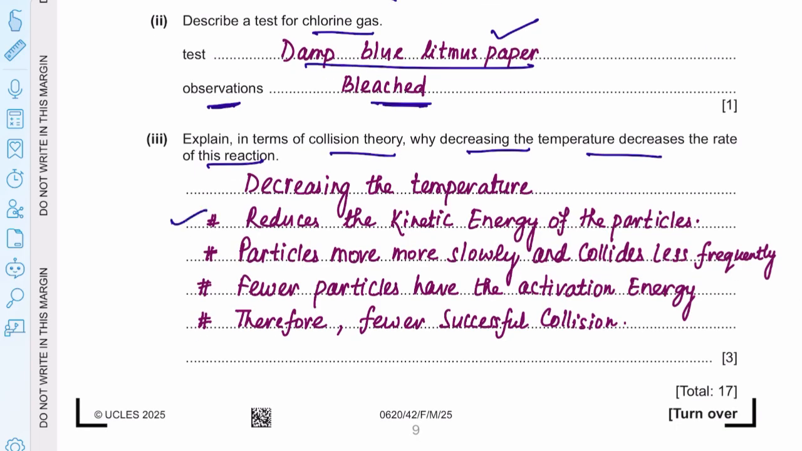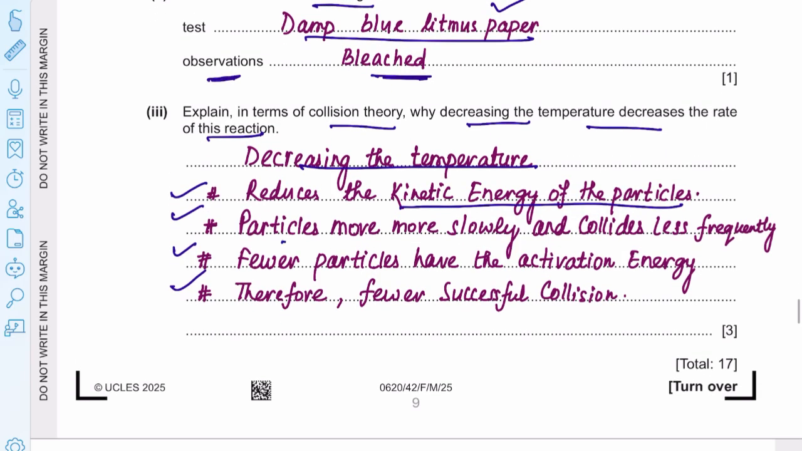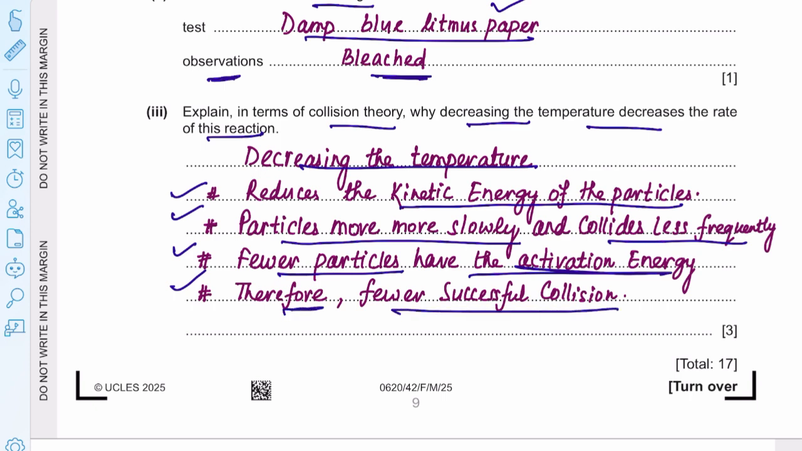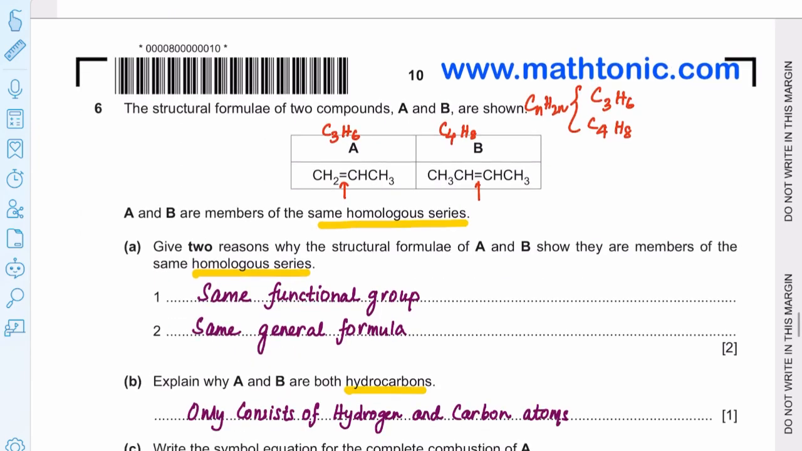See, these are the points you have to write down. When you decrease the temperature, what happens? Definitely the kinetic energy of the particles decreases. So particles move very slowly and collide less frequently. So what happens? Fewer particles have the activation energy. Therefore, fewer successful collisions happen. Did you get it, everyone, clearly? Yes. Next, question number 6.